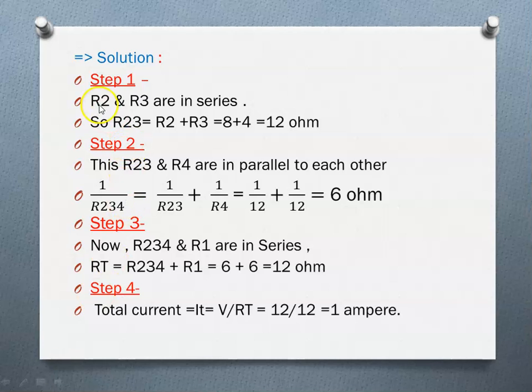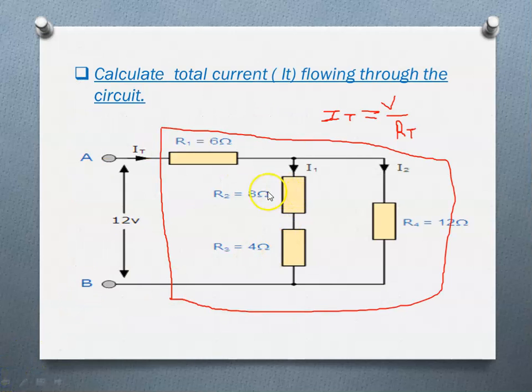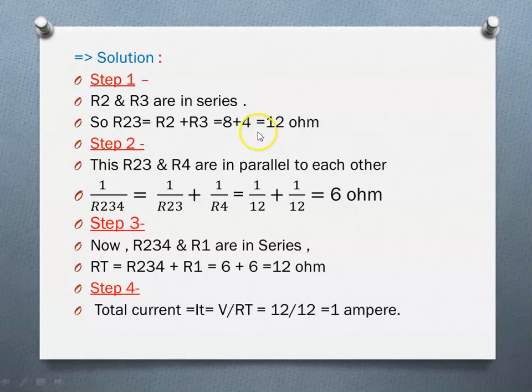Step 1: R2 and R3 are in series. So R23, the equivalent of R2 and R3, equals R2 plus R3, which is 8 plus 4, that is 12 ohm. R2 and R3 are connected in series, so the equivalent will be 8 plus 4 is equal to 12 ohm.